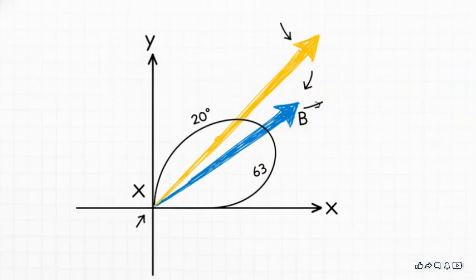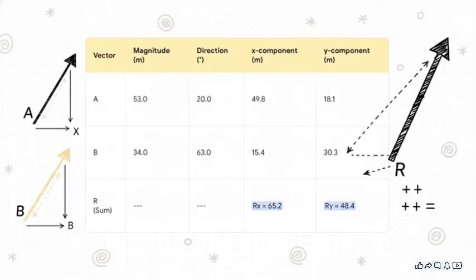Okay, let's put this into practice. Imagine we have 2 different walks. Vector A is a walk of 53 meters at a 20-degree angle. Vector B is a walk of 34 meters at a 63-degree angle. What we want to find is the total displacement, that single straight-line trip from your starting point to your final ending point. This table just lays it all out perfectly.